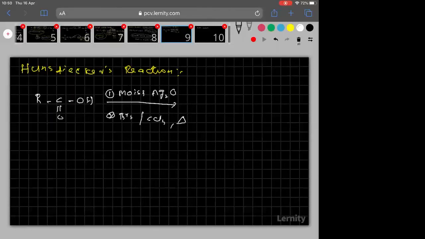This symbol is used to represent heating. So here two reagents are used. One is moist Ag2O, second one bromine in presence of CCl4 followed by heating. Then the product formed is RBr, bromoalkane, along with CO2. Bromoalkane and CO2. So please copy the reaction. Then we will see its mechanism part.